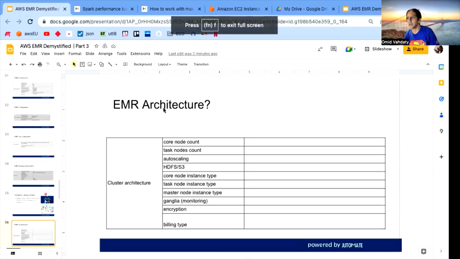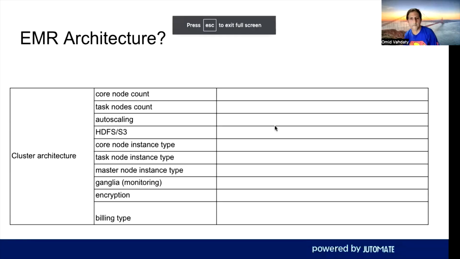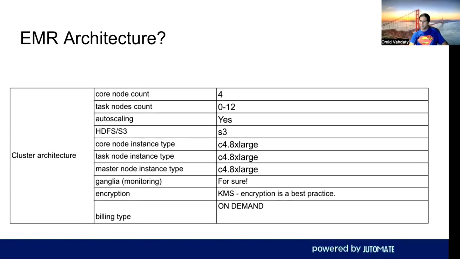So let's talk about the architecture. What would you put in the core node count? Anyone? So what is different about this use case from the previous one? We decided we're going to use 4. Richard, what made you choose 4 for this use case? You are muted, Richard.